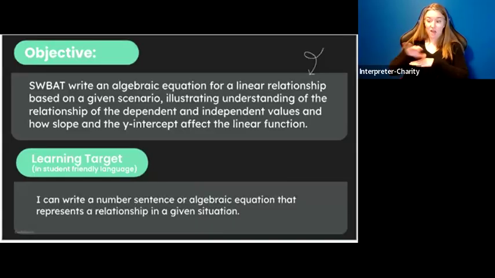For students, we might say something like, I can write a number sentence or algebraic equation that represents a relationship in a given situation. And that might seem a little bit oversimplified, but in student terms, they're not going to have all of our lingo to be able to articulate what they need to be doing. Any questions so far about what we're going to be doing or about the levels of knowing?